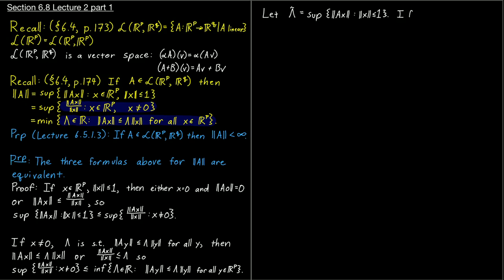And then if y is in R^p, then we can write either y is equal to 0, so the norm of Ay, y is 0, so Ay is 0, so the norm of Ay is 0. That's less than or equal to your favorite number times 0. It's a supremum of non-negative numbers, so it's certainly non-negative.